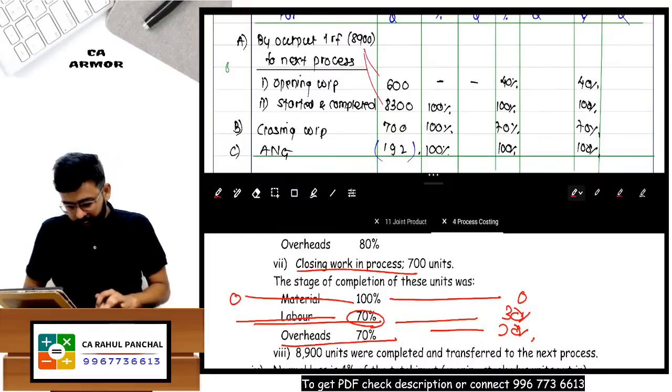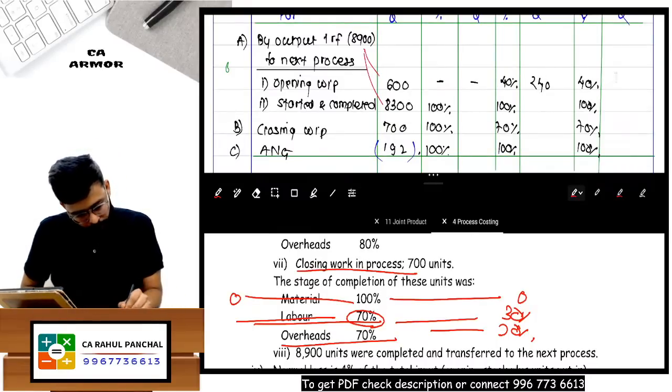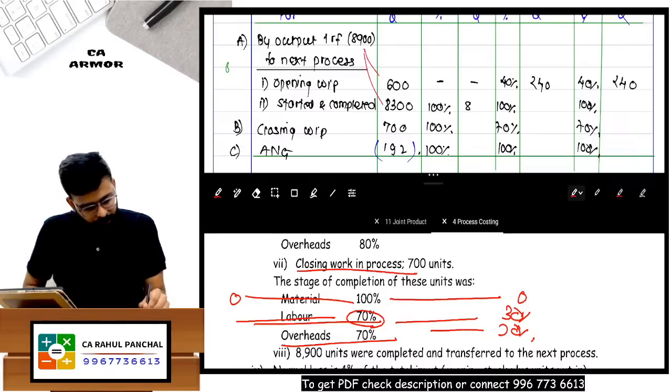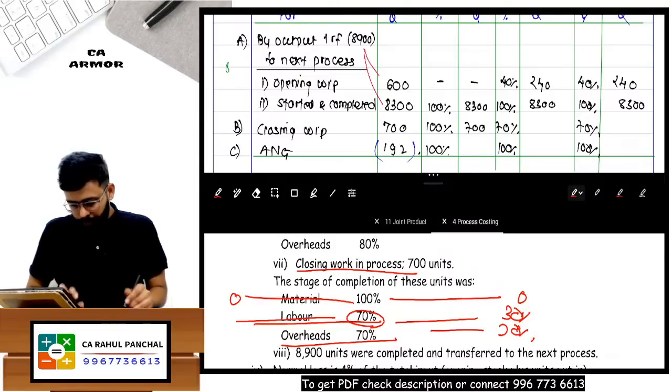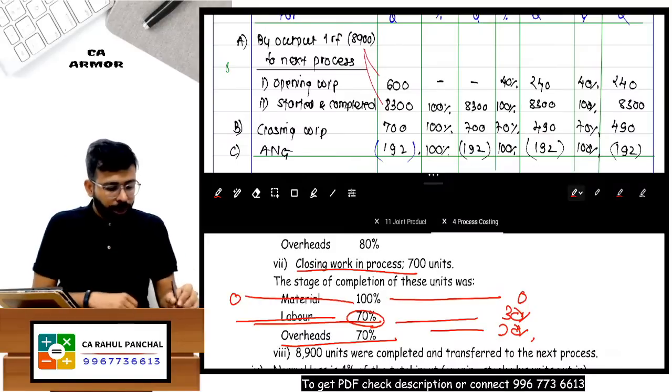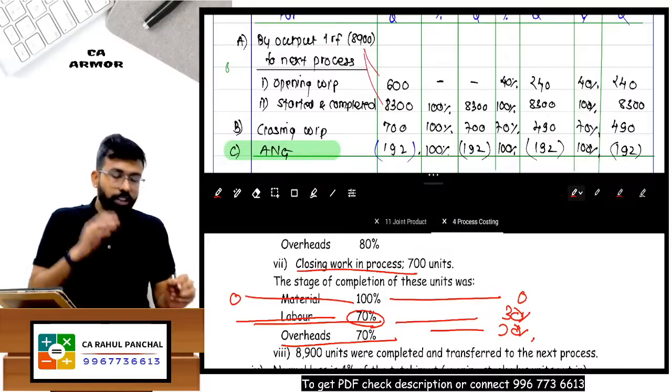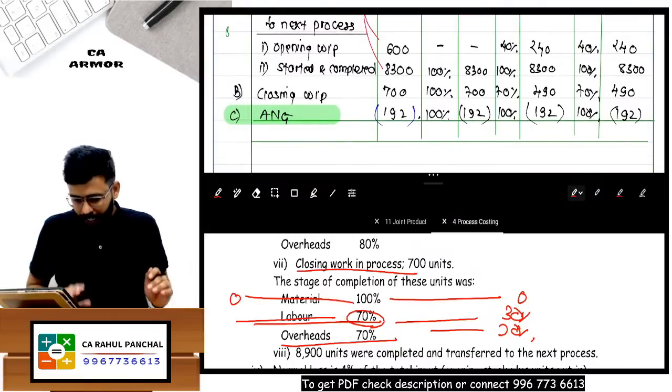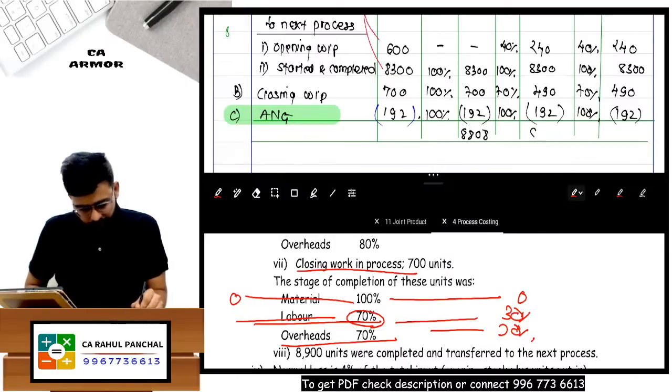Let us write down 600 into 40%. It is 240. Please practice these questions with me. Then this is 8,300. Then this is 700, and 70% of 700 is 490. Then it is 192. But if it is abnormal gain, it should be subtracted. There is a high possibility you will make a mistake and not subtract that, so please do that carefully. Having done this, 8,300 plus 508 is 8,808, then 8,838 if you see.